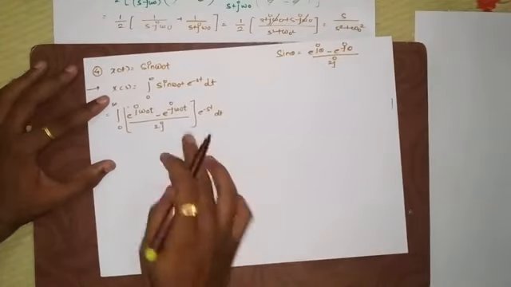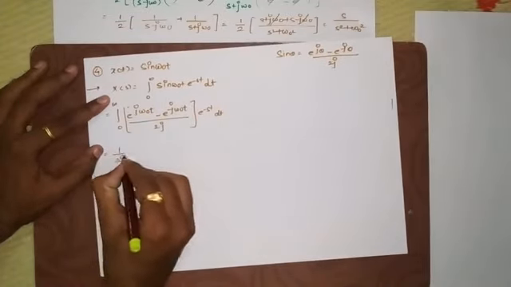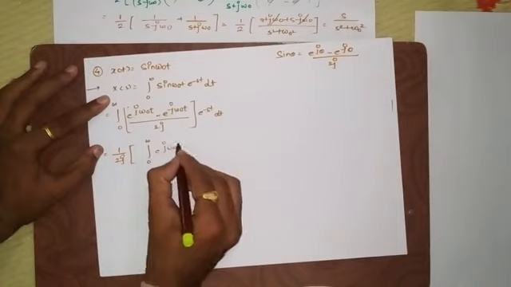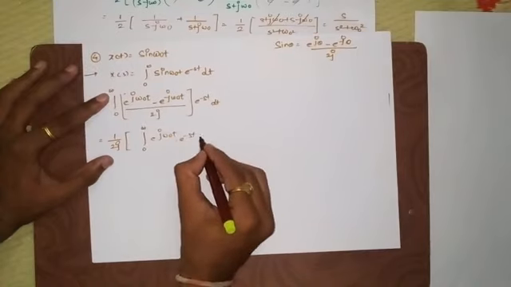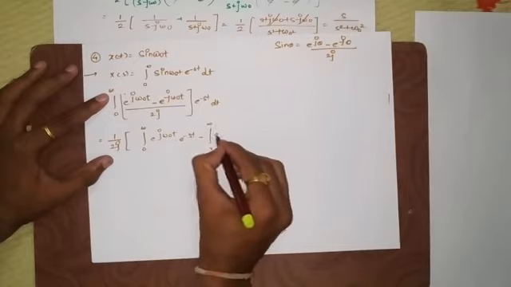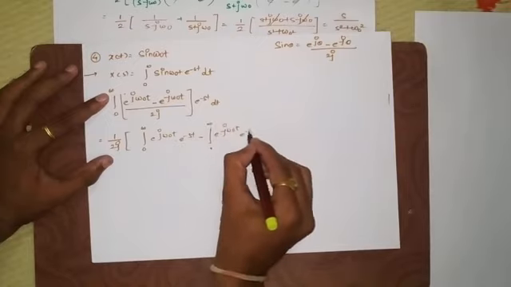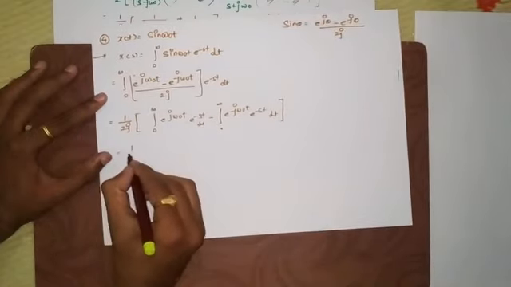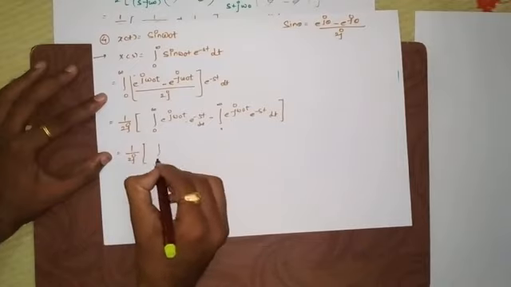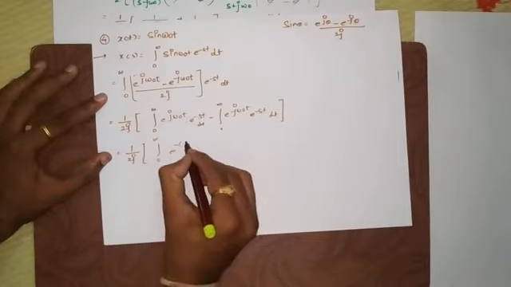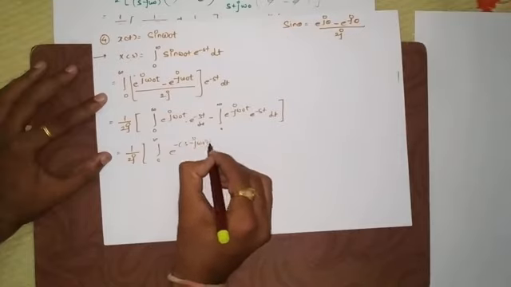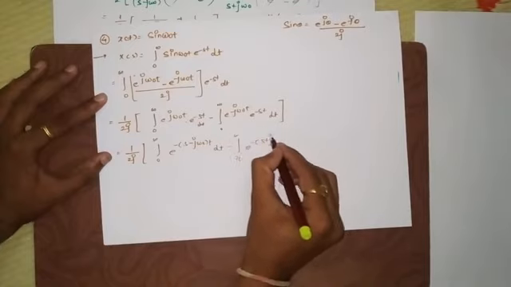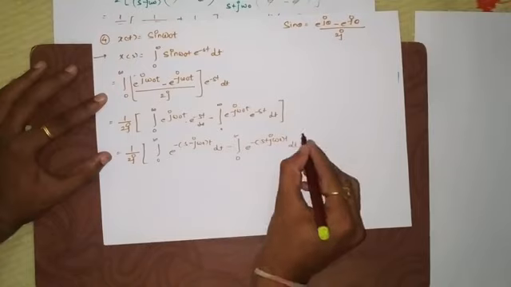Now we'll again take 1 by 2j common, integral from 0 to infinity of e raised to j omega naught t e raised to minus st, minus the integral from 0 to infinity of e raised to minus j omega naught t e raised to minus st into dt. We'll follow the same process. We'll take the minus sign as common, so we get e raised to minus s minus j omega naught t dt, minus this integration, and taking the minus sign, e raised to minus s plus j omega naught t into dt.